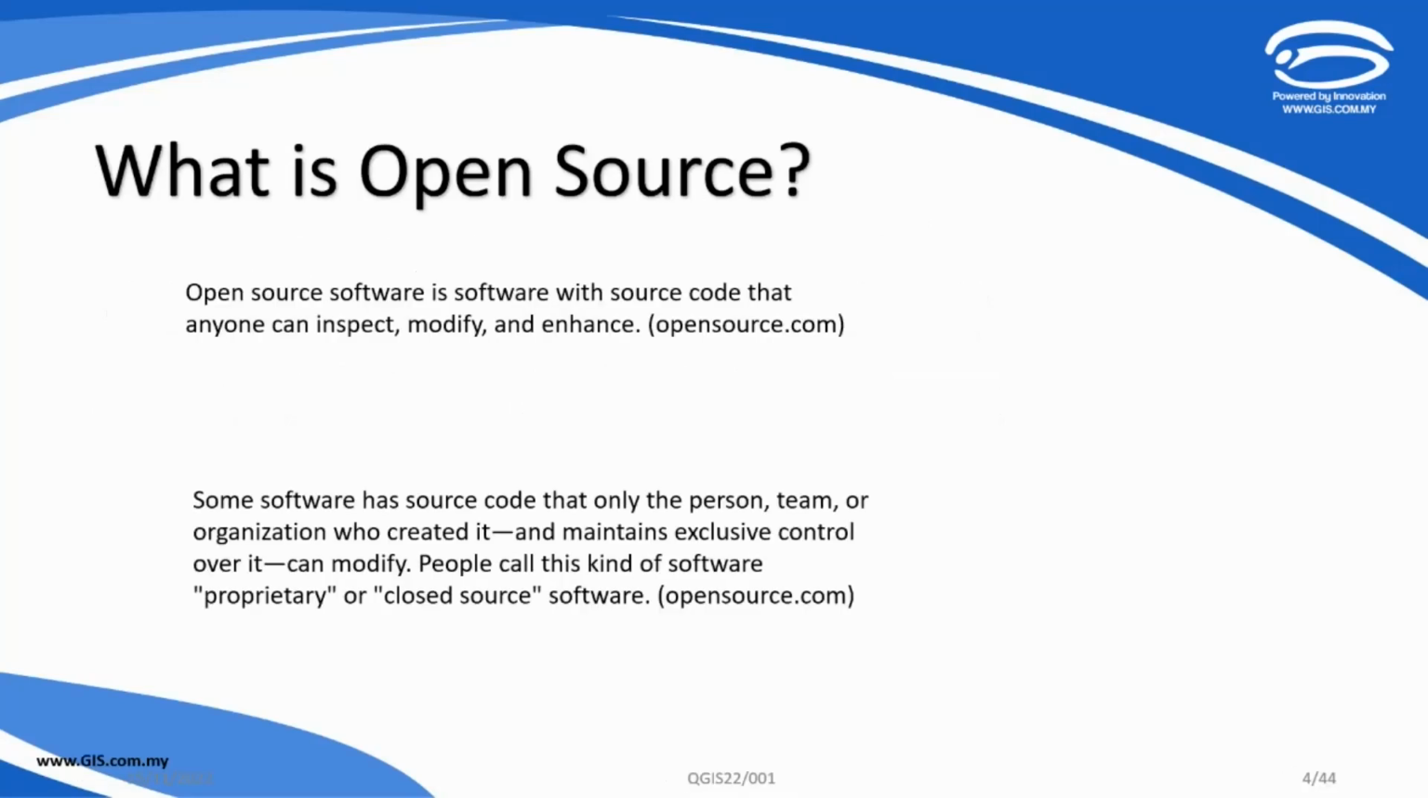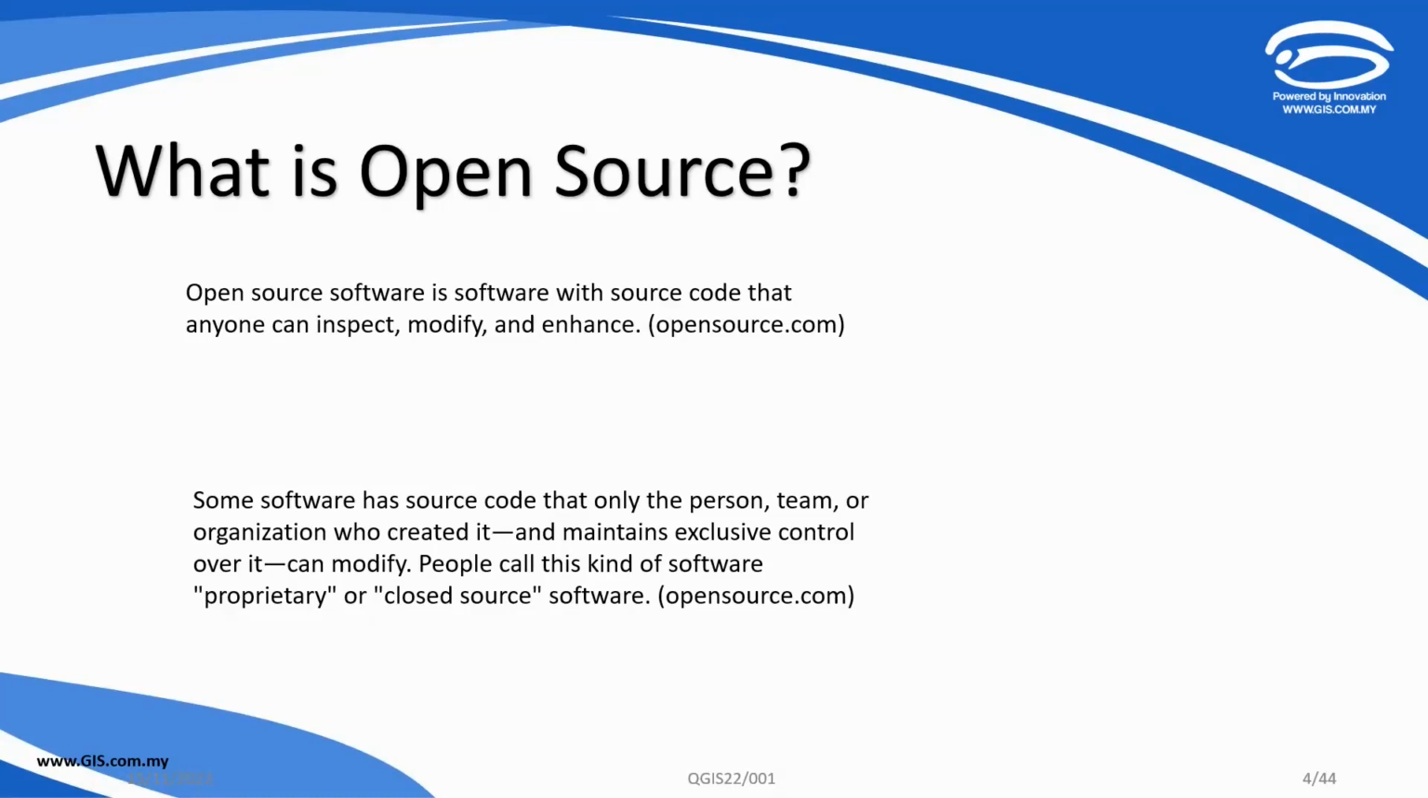So what is open source? Open source software is software with source code that anyone can inspect, modify, and enhance. We got this from opensource.com. So if I create any software and I say it is open source, then I make the source code available for people to modify, to enhance, to redistribute, etc. Right?